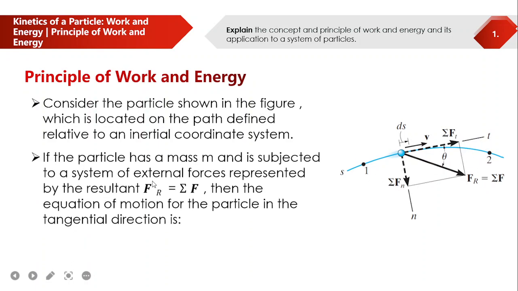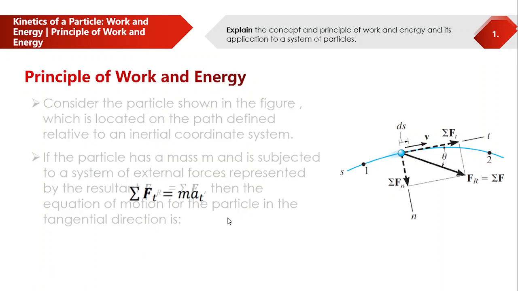If the particle has a mass m and is subjected to a system of external forces represented by the resultant F sub R, equal to the summation of all the forces, then the equation of motion for the particle in the tangential direction is: the sum of all the forces in the tangential direction is equal to m times the tangential component of the acceleration.